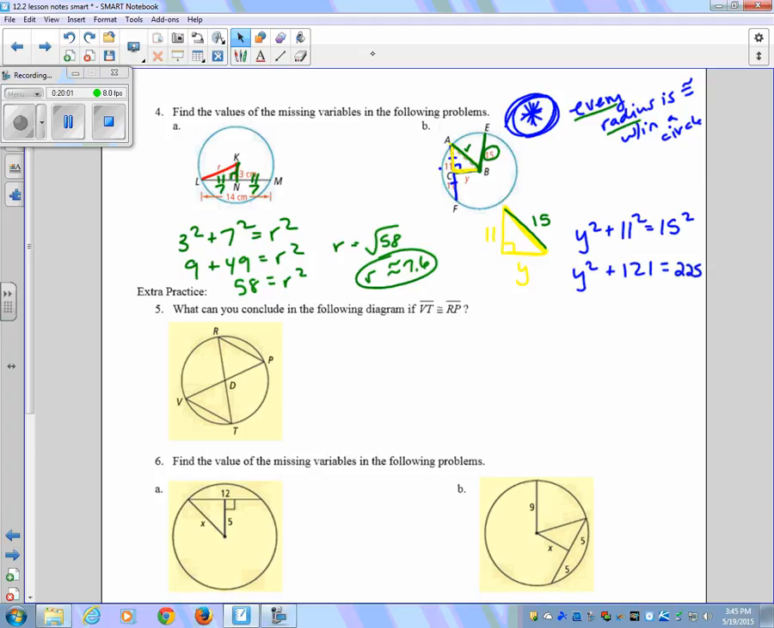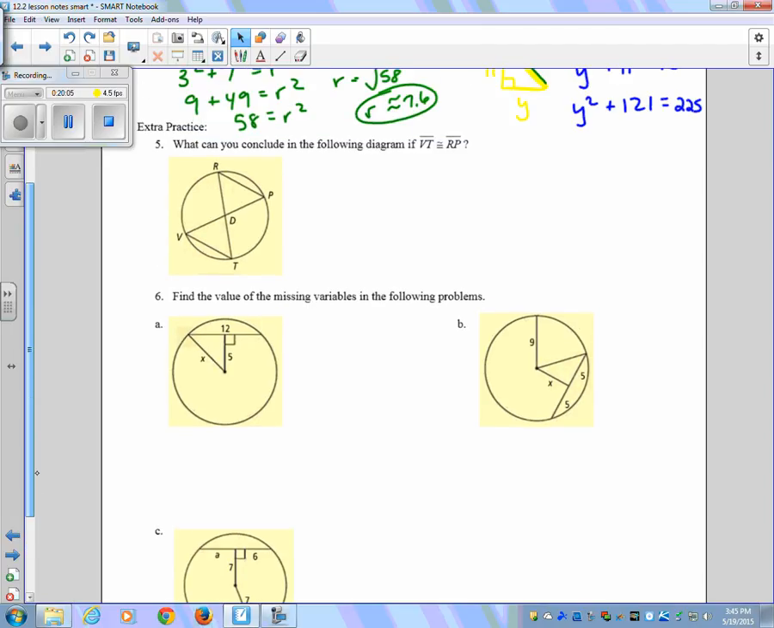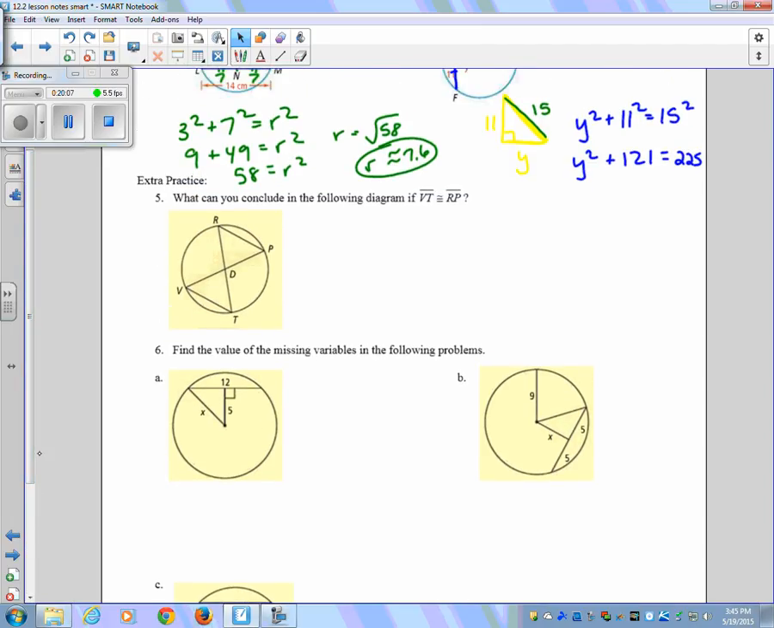All right. I'm going to let you practice the rest of these. Let me give you some to actually make sure you do. Take a few minutes. Let's just do number 6, A and B.